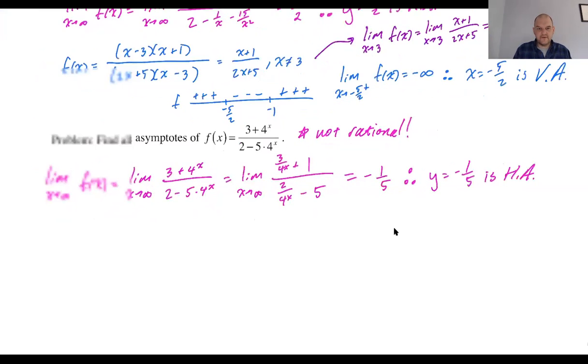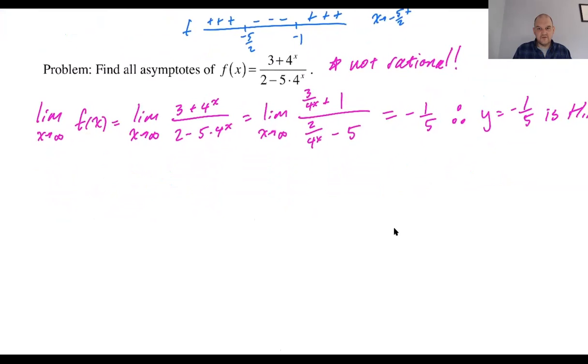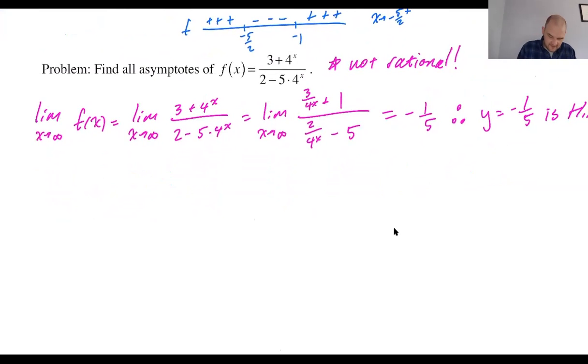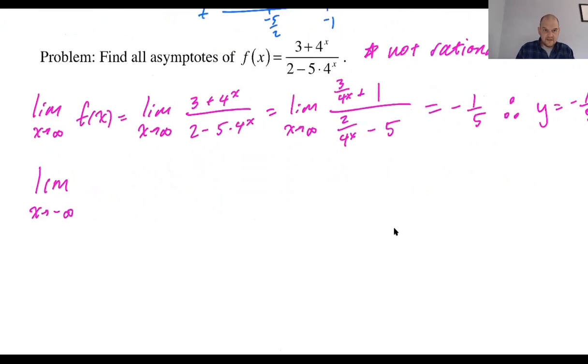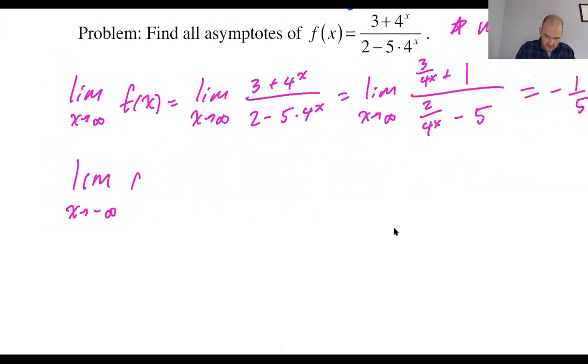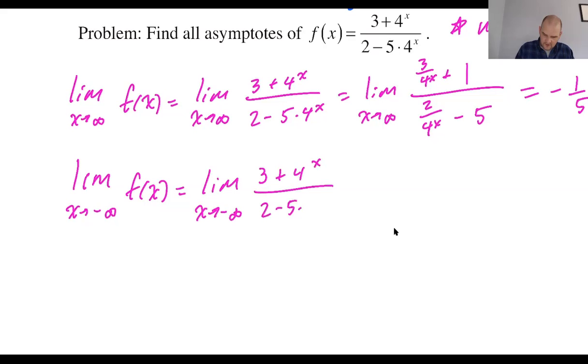All right, good enough. Now we got to go to -infinity because it's not a rational function, so different things can happen. Limit as x approaches -infinity. Let's make this bigger. Of f of x is the limit as x approaches -infinity of 3 plus 4 to the x. I don't know why I always do this step. I think it looks good. That's why I do it.